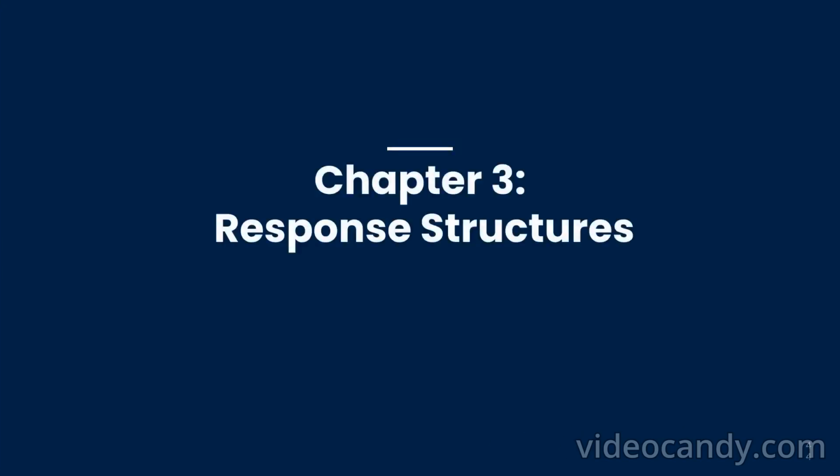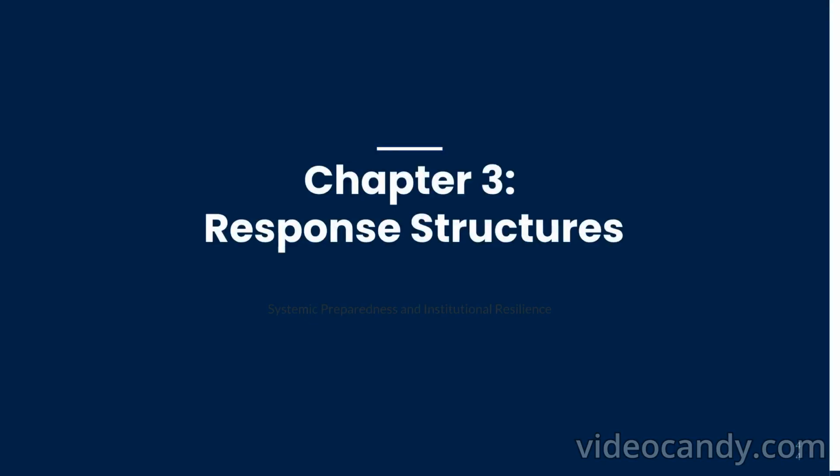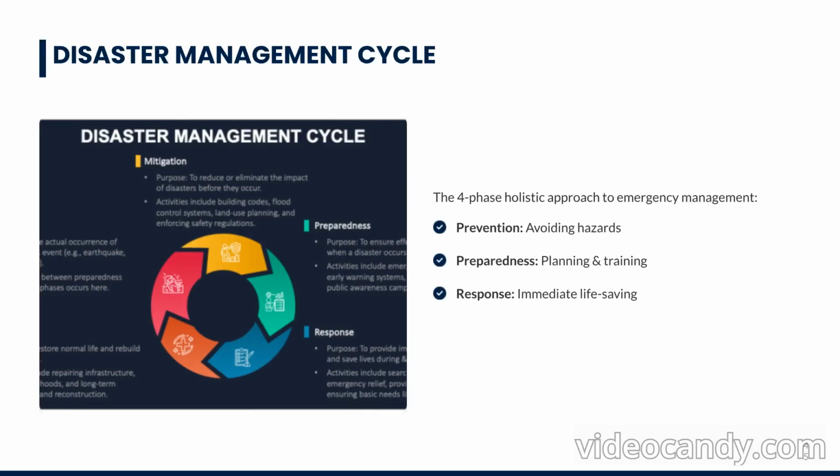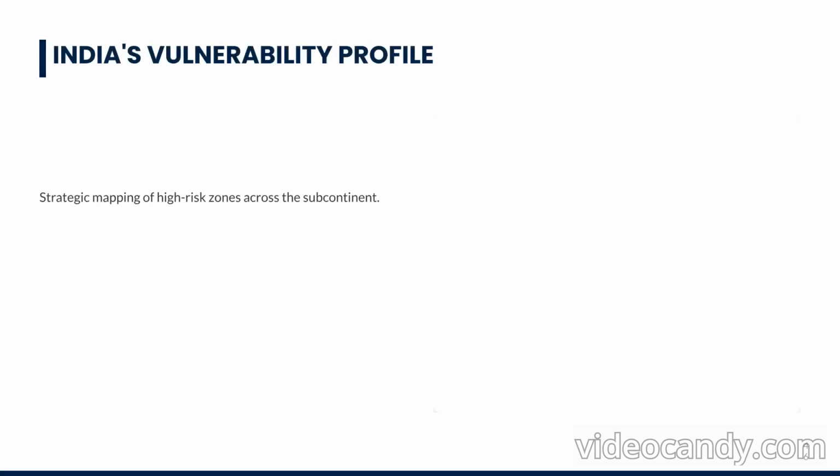Finally, we introduce Chapter 3, Response Structures. This explores systemic preparedness and institutional resilience to manage disasters effectively. The disaster management cycle is a holistic, four-phase approach. It includes prevention, avoiding hazards; preparedness, planning and training; response, immediate life-saving actions; and recovery, restoring normalcy. India's vulnerability profile shows a high risk of natural disasters.